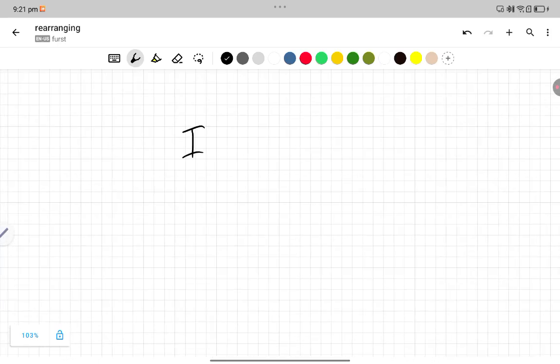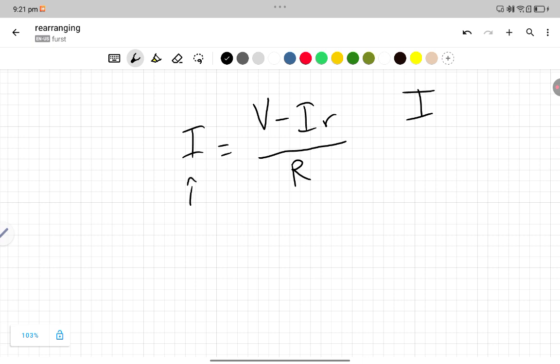I equals what? I equals V minus Ir over capital R. Okay, and we want to make I the subject. This one's a bit harder, right? Because we've got I on this side and I on that side. So what should we do? I think the best thing we can do to get started is make all the I's on one side and whatever else we can on the other side.